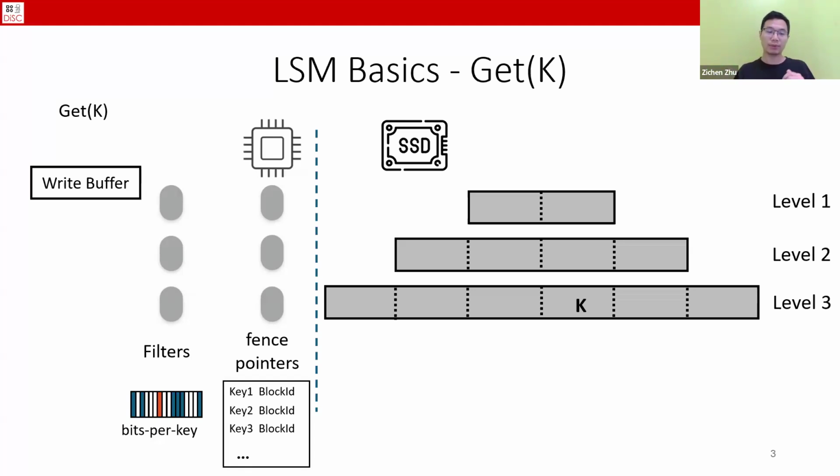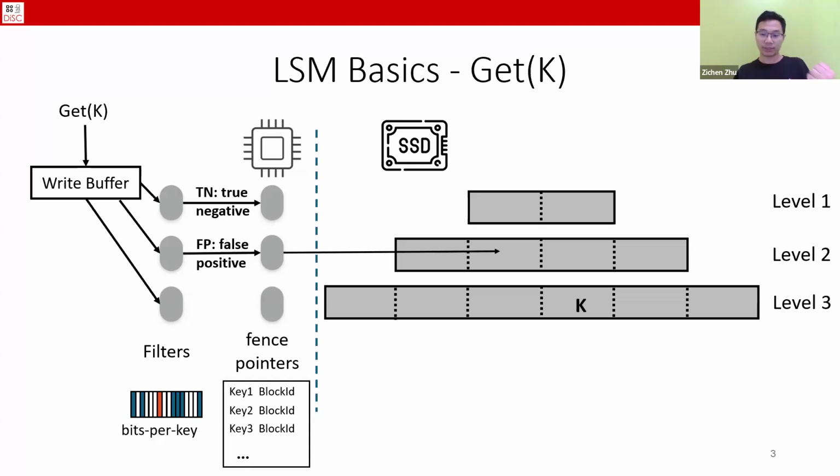Let's now look at one example to see how these structures are being used in the query procedure. Suppose that we're querying the key k. We'll first look it up in the write buffer, and if we cannot find it, we'll traverse the LSM tree in a top-down manner. When we query each level, we'll query the Bloom filter first, and if it says no, we move on to the next level. And we will do the same thing. We'll query the Bloom filter first. If it says yes, we'll move on to the fence pointer, and the fence pointer will tell us the exact data blocks that may contain the key.